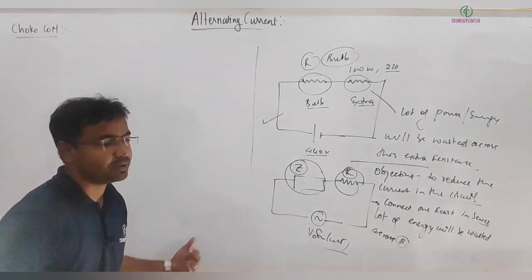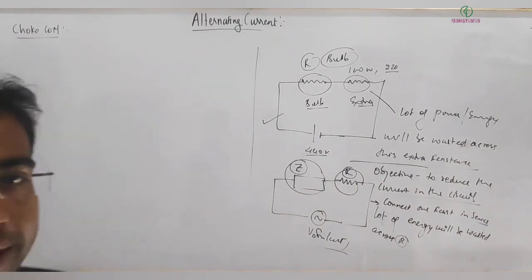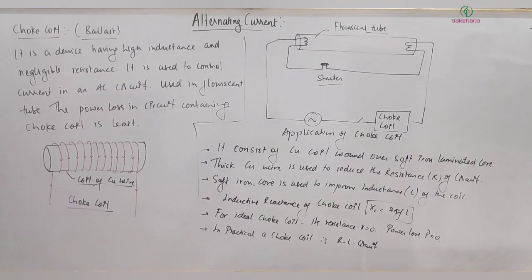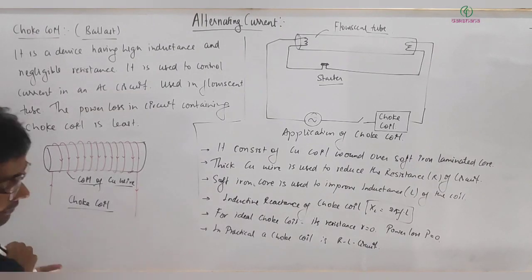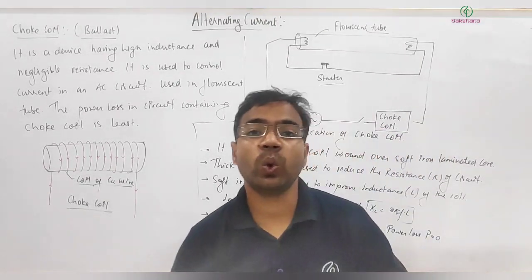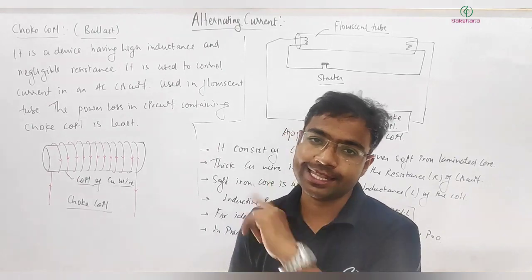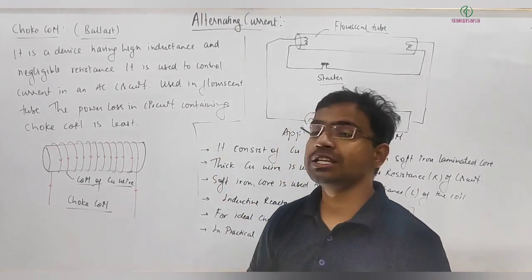Let me write a definition of it and a few points about it, then I will explain it. Okay, so a choke coil we can define as a device having high inductance and very low resistance used to reduce the current in an AC circuit, and that device is called a choke coil.